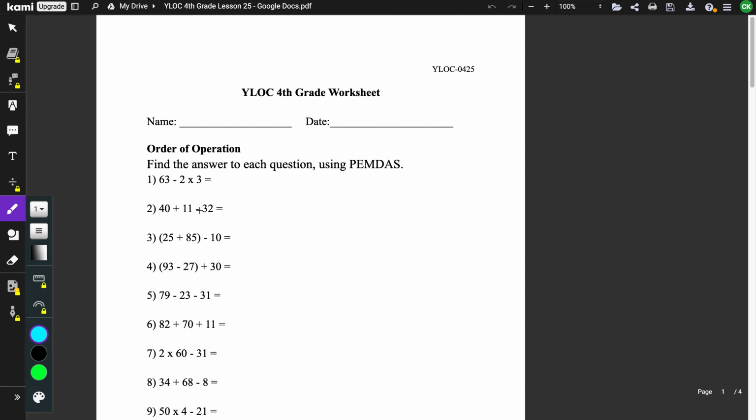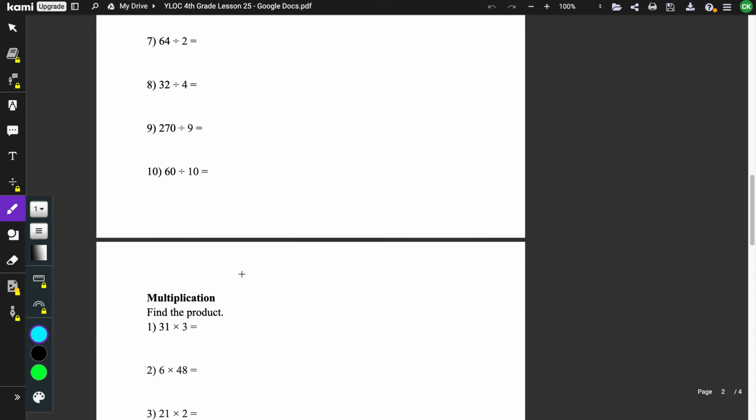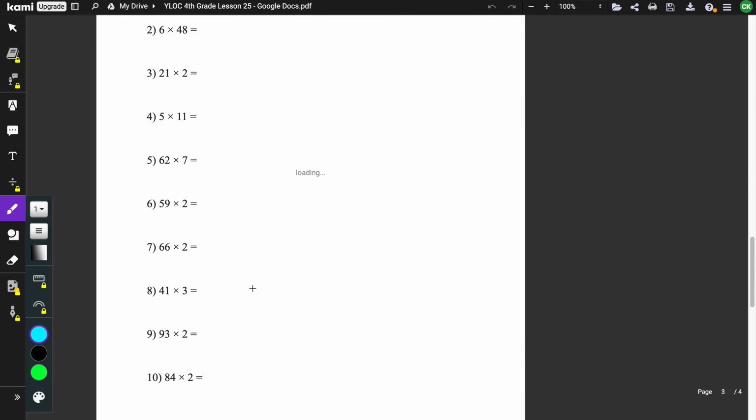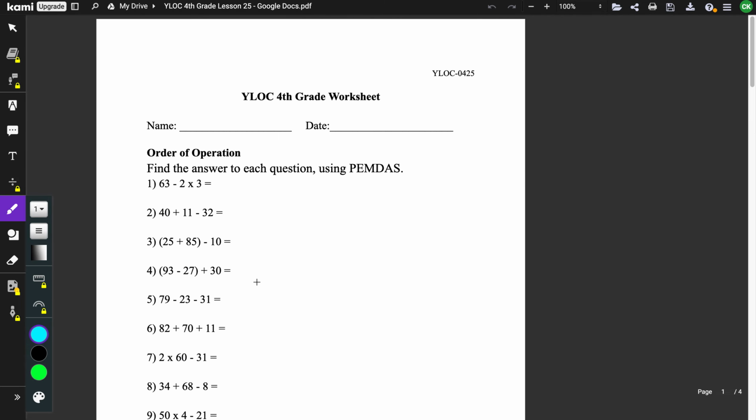Less than 25, and tonight I'm going to be doing order of operations and division and multiplication and some more problems. So we're going to start off by doing some order of operations. When you follow the rule called PEMDAS, it's basically parentheses, exponent, multiplication, division, addition, and subtraction.